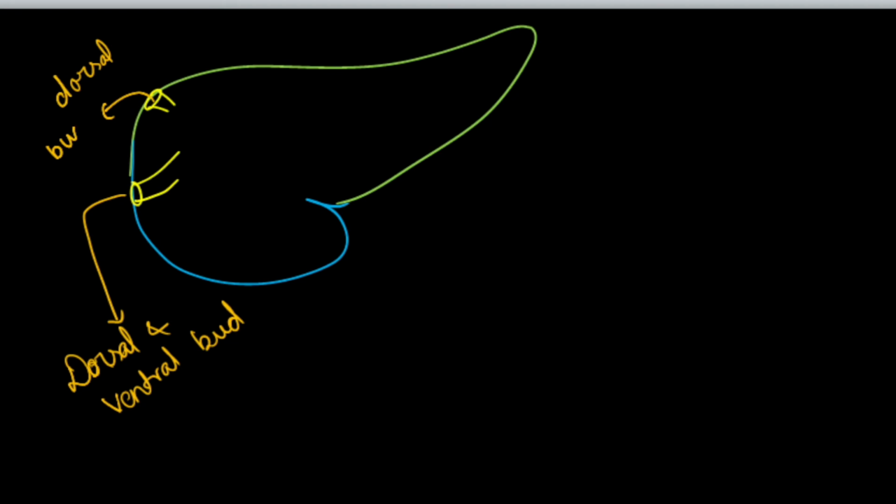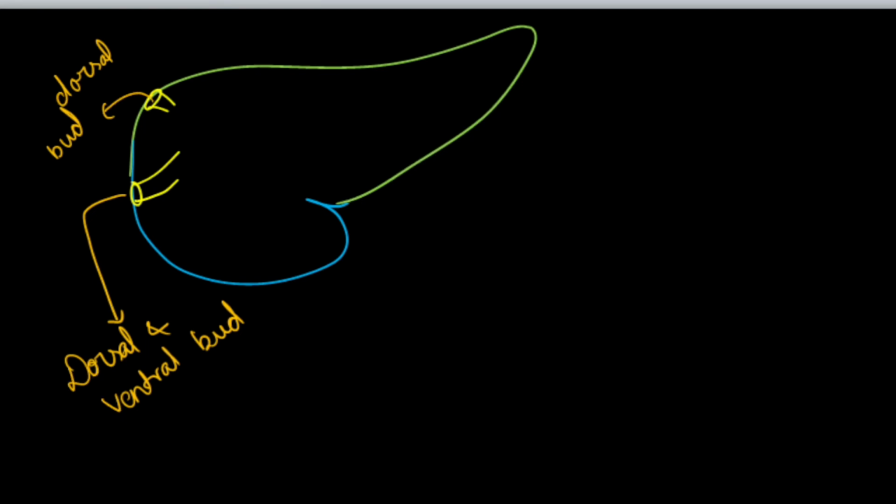So already we had discussed the ducts of the pancreas. Now regarding the main pancreatic duct, it opens at the fusion of both the dorsal and the ventral. And this one is the accessory pancreatic duct, which opens exactly in the dorsal bud. With the color you can easily differentiate. This green color belongs to the dorsal bud and this blue color belongs to the ventral bud.